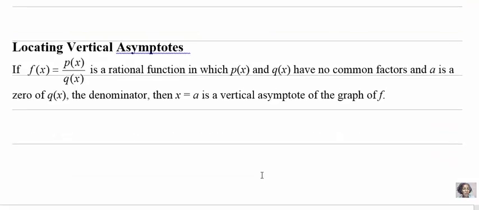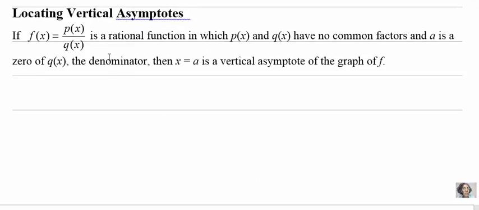Locating vertical asymptotes involves recognizing a certain form of the rational function. If f of x equals p of x over q of x is a rational function in which p of x and q of x have no common factors and a is a zero of q of x, the denominator, remember q of x was our denominator, then x equal a is a vertical asymptote of the graph of f.